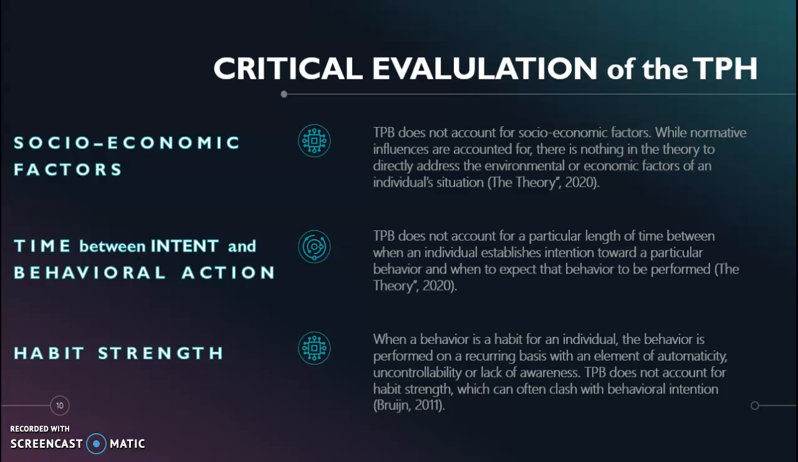Finally, the theory of planned behavior does not consider habit strength. When an individual is in the habit of drinking a couple beers right after work, it means that the behavior of opening a beer has been performed on a recurring basis, and there is an element of uncontrollability, or at the very least, a lack of awareness of the performance of this action. Habits with high strength are very difficult to break, and it should really be a factor in the theory of planned behavior, and hopefully it will be considered in the future.